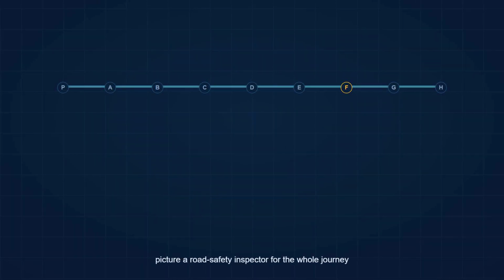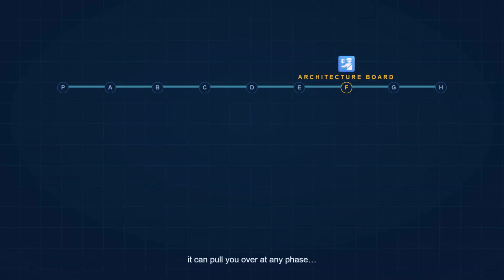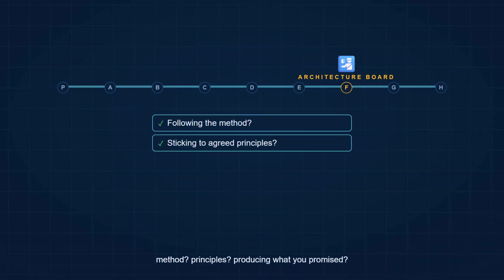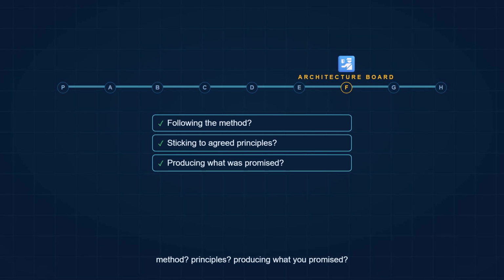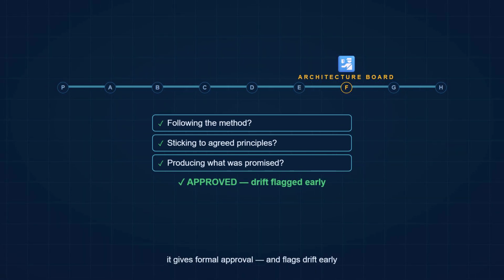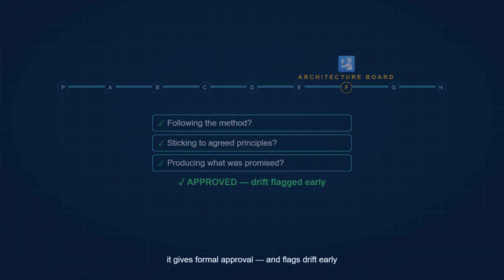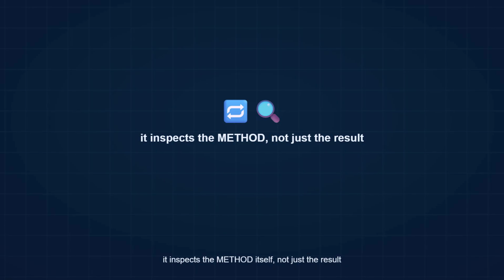Now picture a road safety inspector watching over the whole journey. In TOGAF, that's the architecture board. They can pull you over at any point in any phase and check the important things. Are you following the method? Are you sticking to the agreed principles? Are you actually producing what you promised? They give the formal thumbs up that approves an architecture, and they flag anything drifting off course early so it can be steered back.